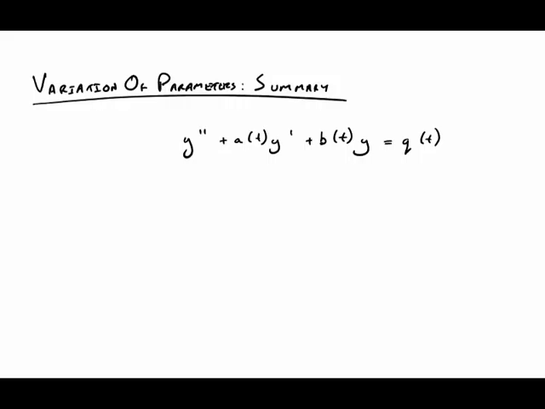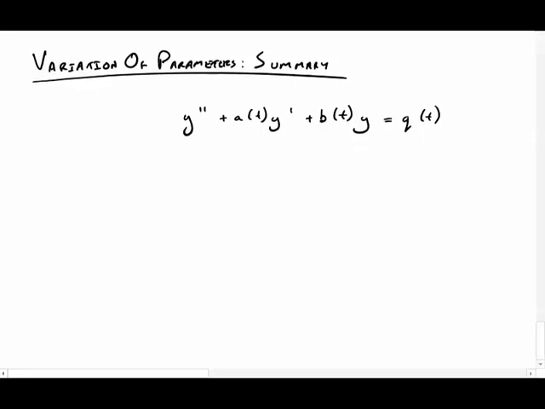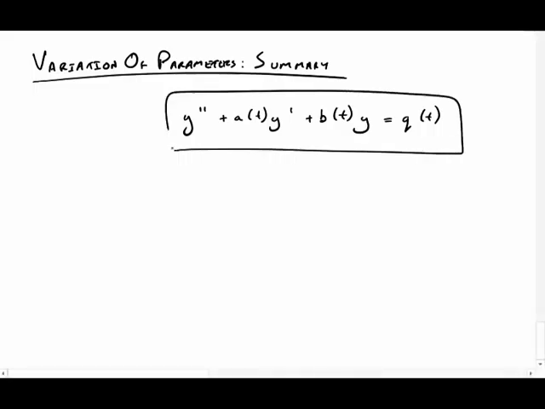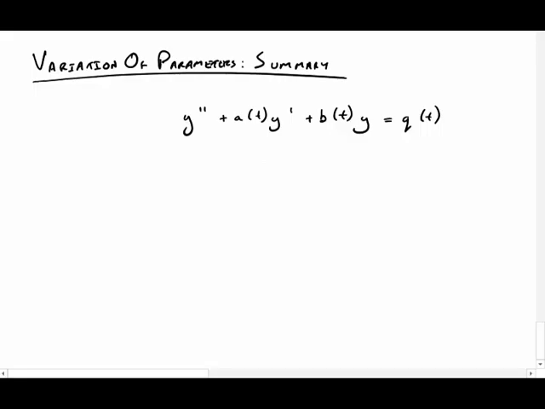Okay, so let's try to do a little bit of consolidation now for variation of parameters. It's the general method of solving any order differential equation, so it's really important. Let's consider a second order differential equation like this, where a and b are just sensible functions.